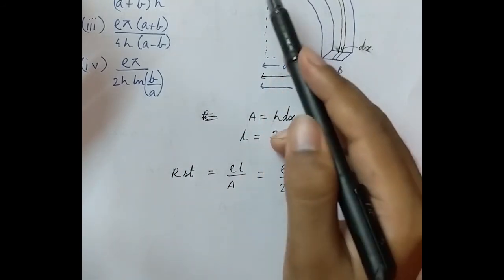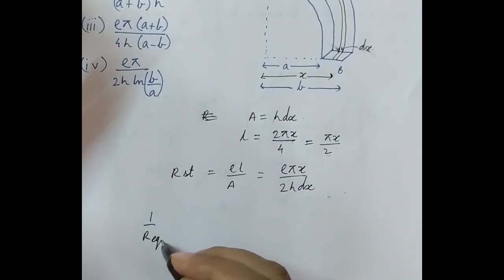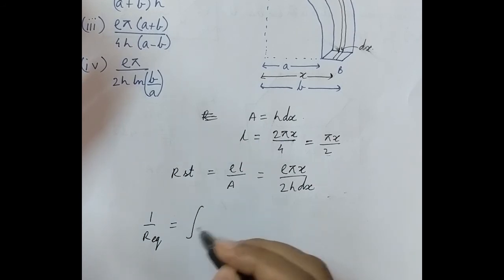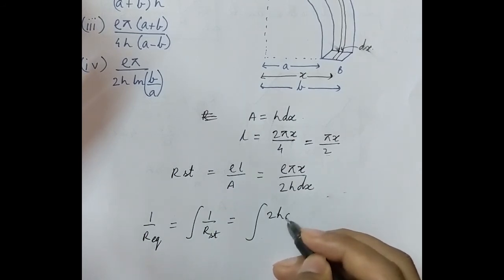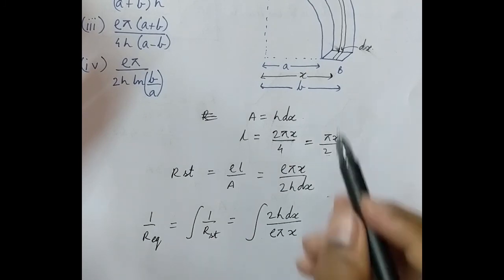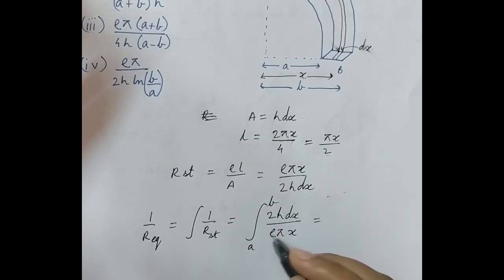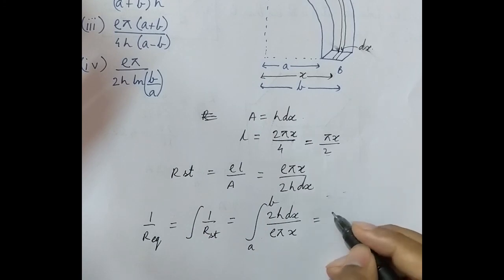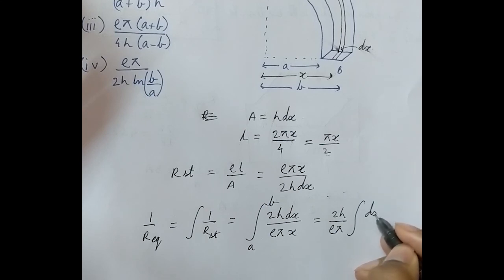So we have to find the equivalent resistance in terms of parallel, and as we know, parallels add up reciprocally. So you have actually the integration of the reciprocals of the strips. So let's put it in. The reciprocal of the strips would give you 2h dx divided by rho pi x. The limits of x go from a to b. Putting that in, you have 2h and rho pi as constants, so you can take them out. 2h by rho pi, integration dx by x from a to b.